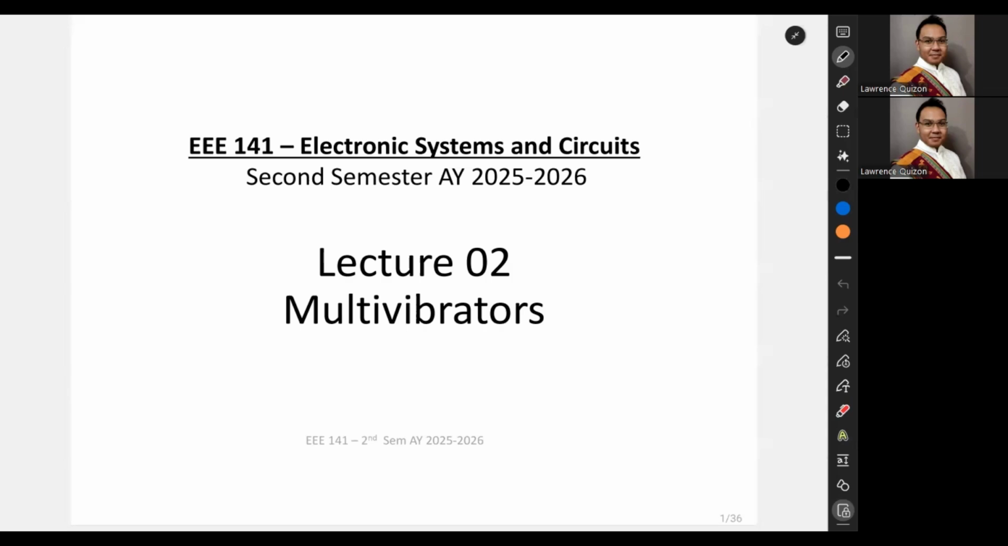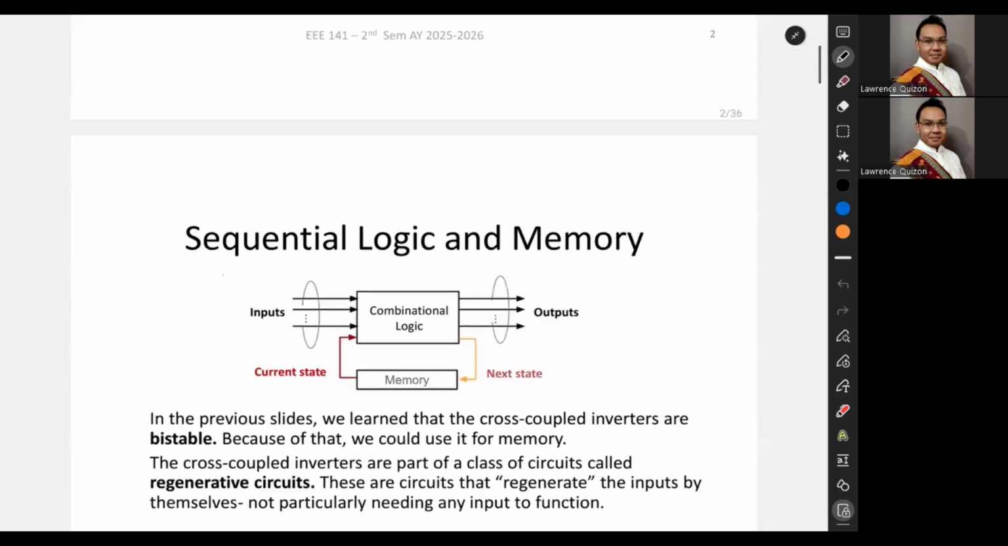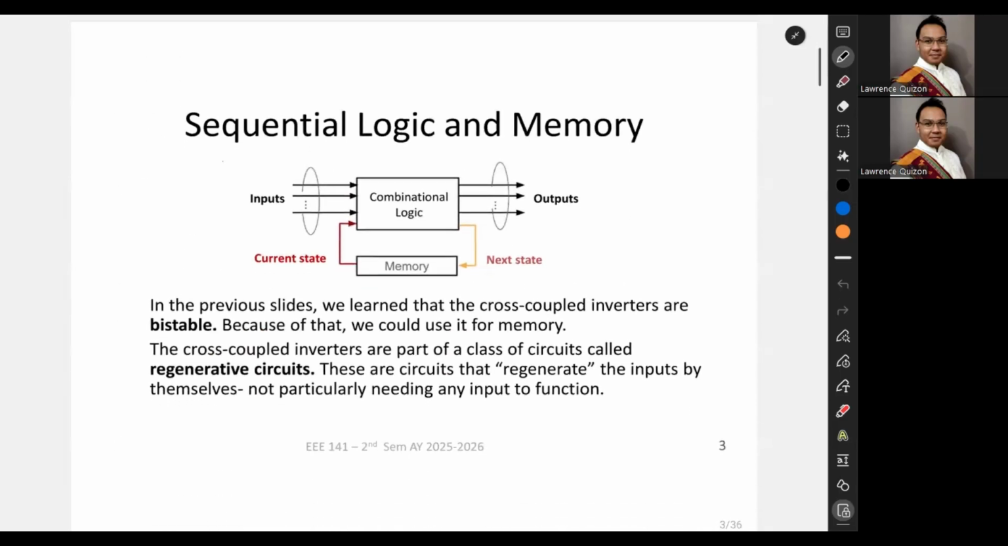All right, so let's start with lecture 2 on multivibrators. In the previous lecture, we talked about how we need memory because of the eventual sequential logic that makes up the internals of every computing device that we have today. And to create that memory, we made a bistable circuit that has two stable states with which we can associate a 0 and a 1. Because of that, we could use it for memory.